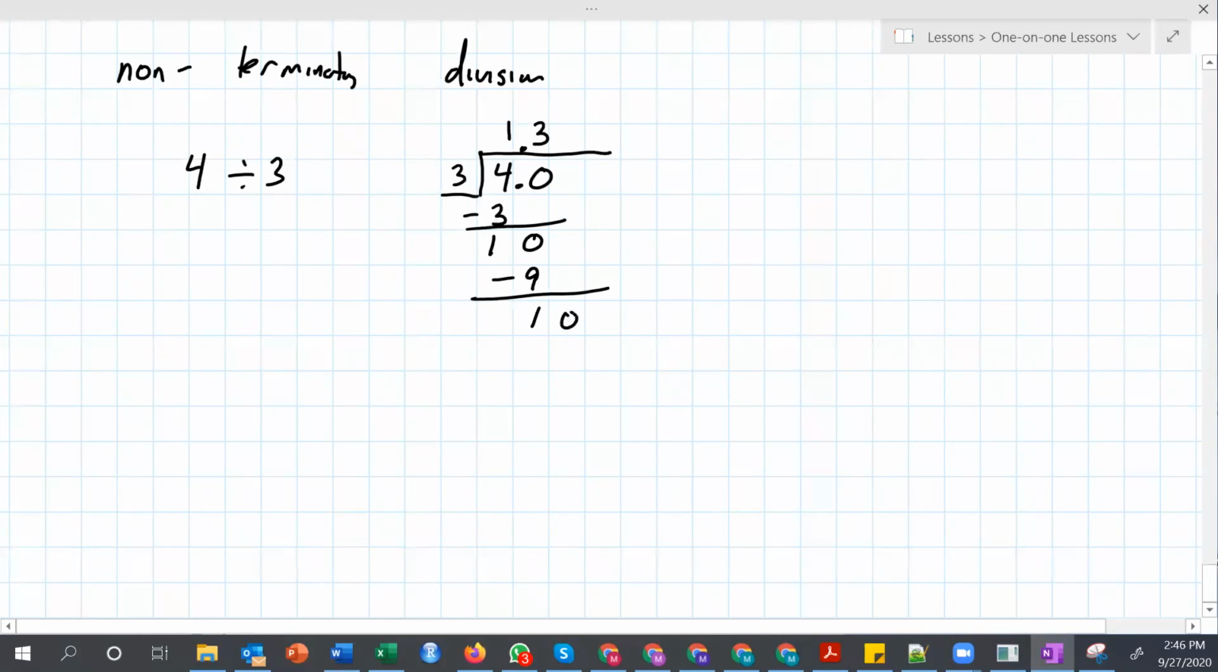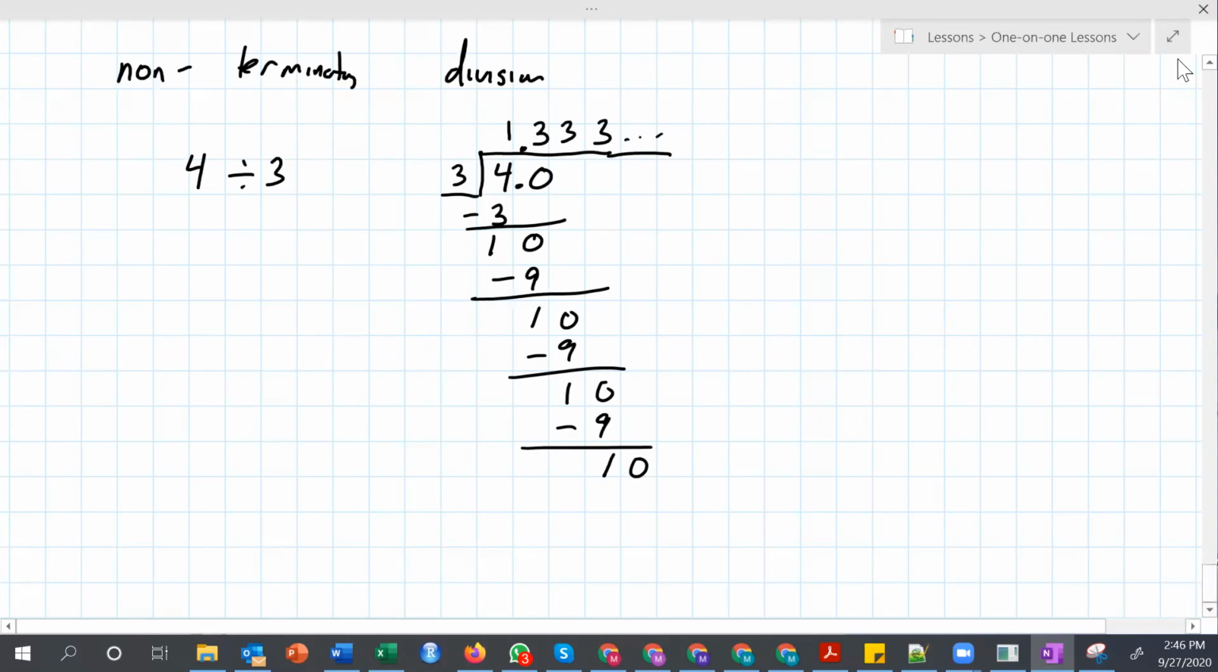How many times does 3 go into 10? 3 times. Okay, so put 9 here and subtract 1, bring the 0 down. How many times does 3 go into 10? 3 times. Okay, 3 times 3 is 9, subtract 1, bring the 0 down. Do you see a pattern here? Yes, it's going to go on infinitely. Goes on forever. Okay, that's what's meant by a non-terminating one.